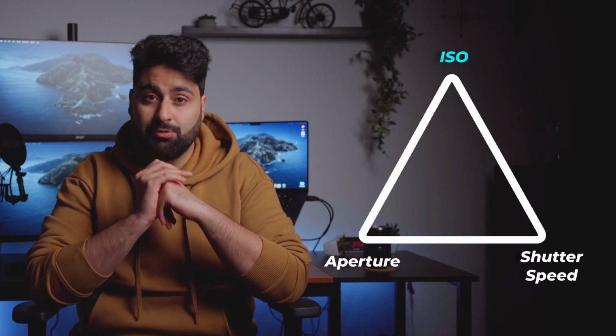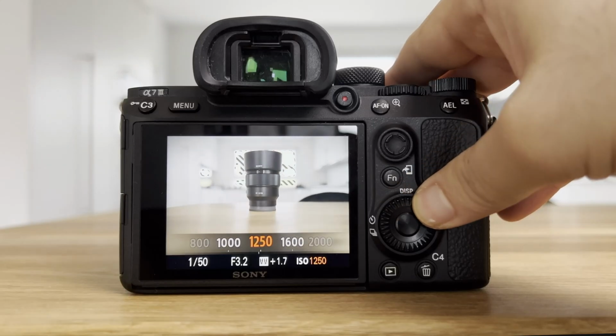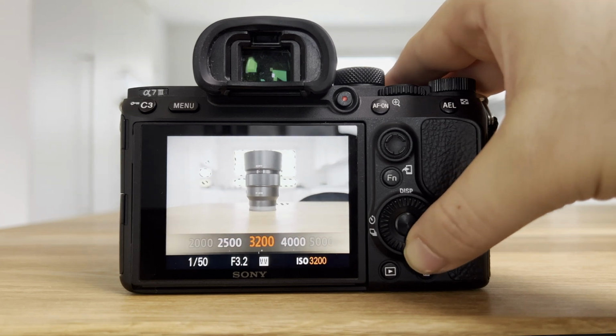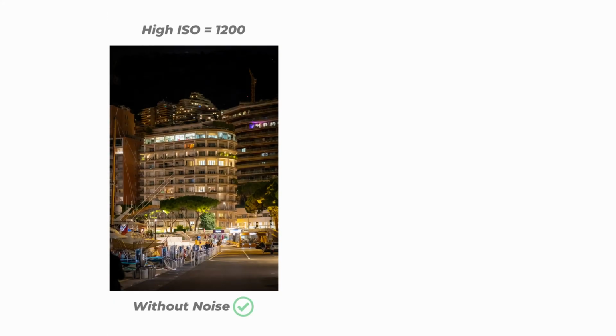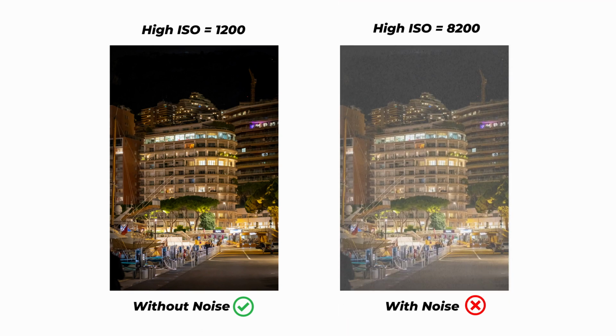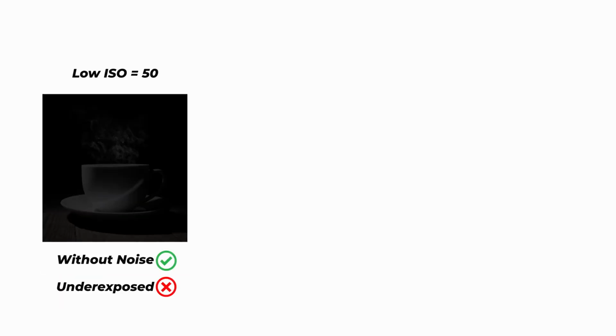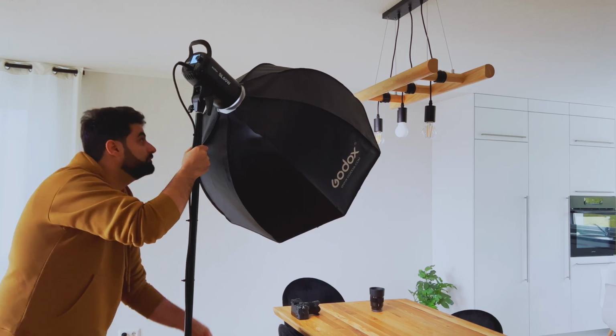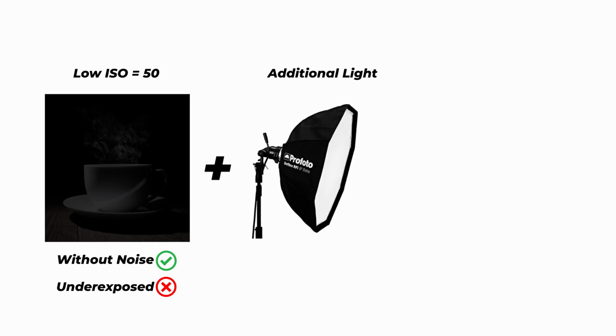The first element of the exposure triangle is called ISO. It represents the sensitivity of the camera's sensor to the light. A higher ISO setting allows you to take photos in low light conditions, but can also introduce more noise or glare into the image. Lower ISO settings produce less noise, but require more light to properly expose the image.